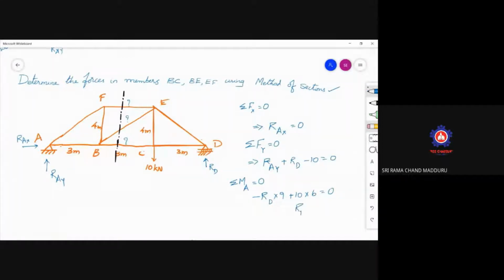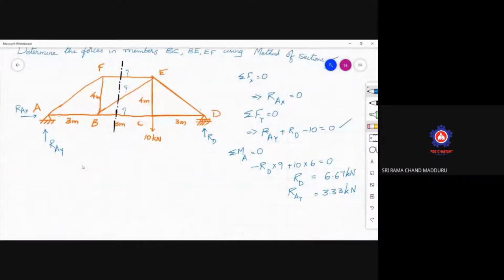Now, can any one of you tell me what is the value of this RD? Kilonewtons. Substitute this value in this equation, you will get the value of RAY, which is 3.33. So these are the forces RD as well as RAY. This is step number one, calculation of support reactions.